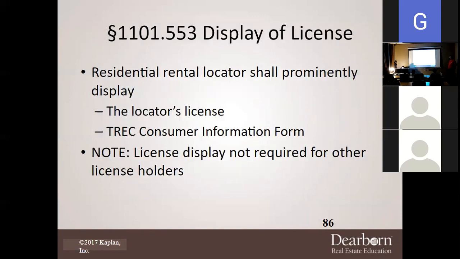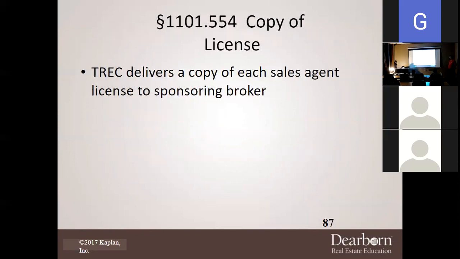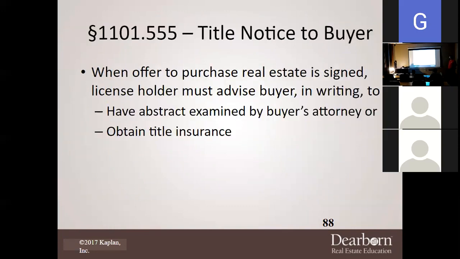If this is going to be a residential rental locator, they have to promptly display the locator's license and the consumer information form. The license display is not required for other license holders. TREC does deliver a copy of each sales agent's license to the sponsoring broker.